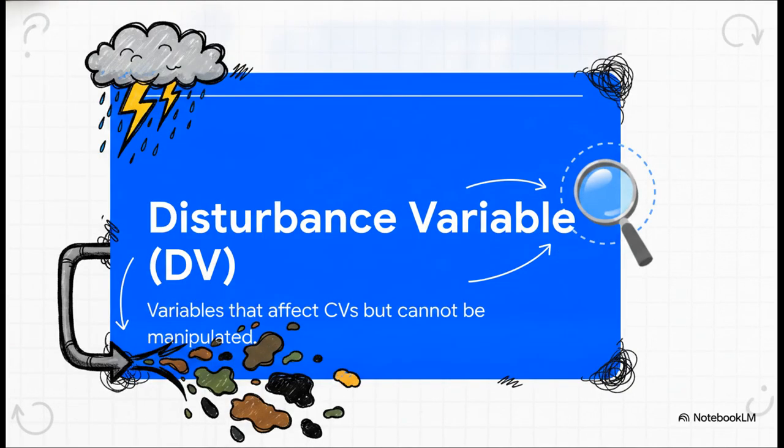Finally, we have the troublemakers of the group: disturbance variables, or DVs. These are the process variables that affect our controlled variables, but, and here is the kicker, they literally cannot be manipulated by us. They're generally related to changes in the operating environment. This could be a sudden change in ambient temperature outside the plant, or maybe a change in the crude oil composition feeding into our system. They act on the system, and our control system just has to react to them.